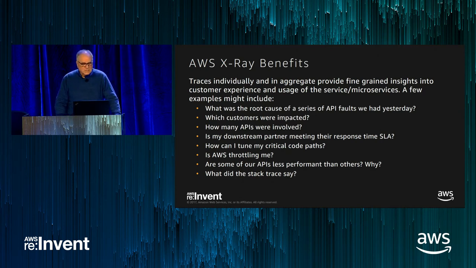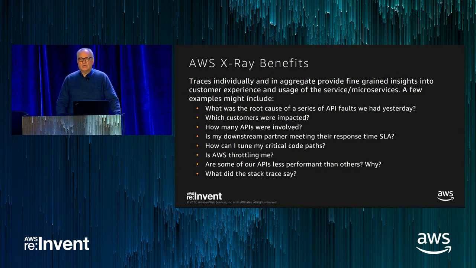Because of the level of granularity of information that traces give you on a per request basis, we can ask the X-Ray service a whole bunch of interesting questions. For example, we had a bunch of API faults yesterday, what was the root cause? We can roll back with our service map, look at that time period, and dig in and see what was going on at that particular point. And we can do customer impact analysis. We can slice and dice our data to see which APIs had problems, which ones were fine. When I call downstream to one of my partners, are they meeting their SLA? Are the people calling me upstream, are we meeting the SLA that we gave to them?